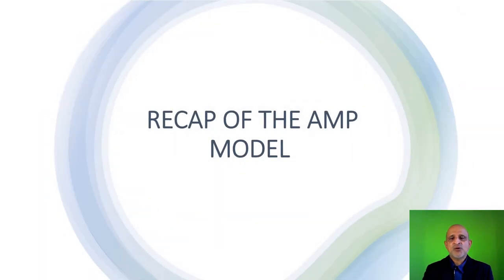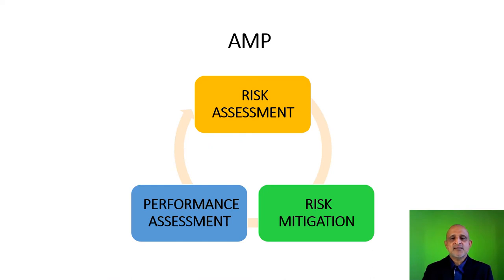Let us recap the AMP model, which has formed the basis for this particular MOOC. As I mentioned earlier, the AMP model is based on risk assessment, risk mitigation, and performance assessment. You first assess the risk posed by a specific operation or process involving a biological agent. You then mitigate the risk using appropriate controls. And when you mitigate the risk, you have what is known as residual risk. You have to decide whether you want to proceed to work with this residual risk. And then you have to assess the performance of your specific procedures or objectives by conducting an audit. And this all constitutes the process of continuous quality improvement in a laboratory biorisk management system.